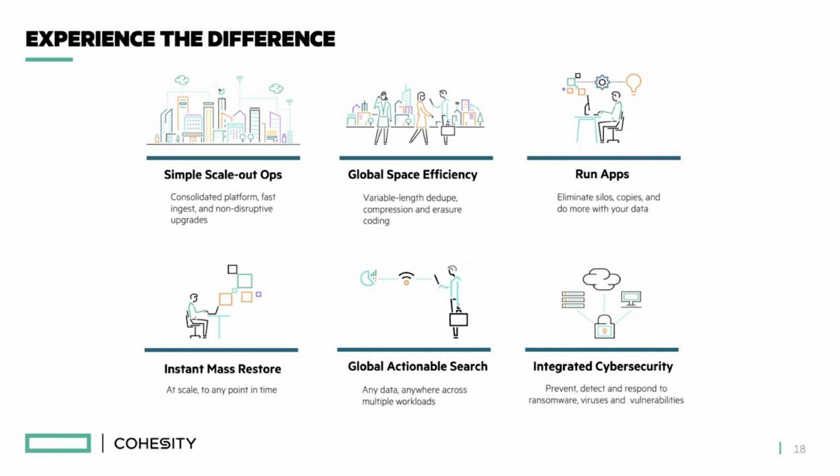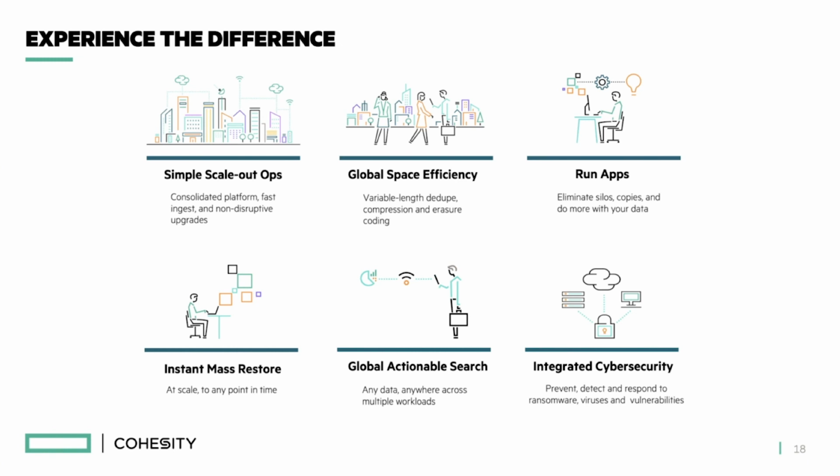You're also able to run apps on this data without creating another silo. Instant mass restore, which is you can replicate the data, backup data to any scale and point in time almost instantly. And sometimes it's about 70 to 90% reduction in time to restore. I'll talk about more use cases and customer examples in the later slides.